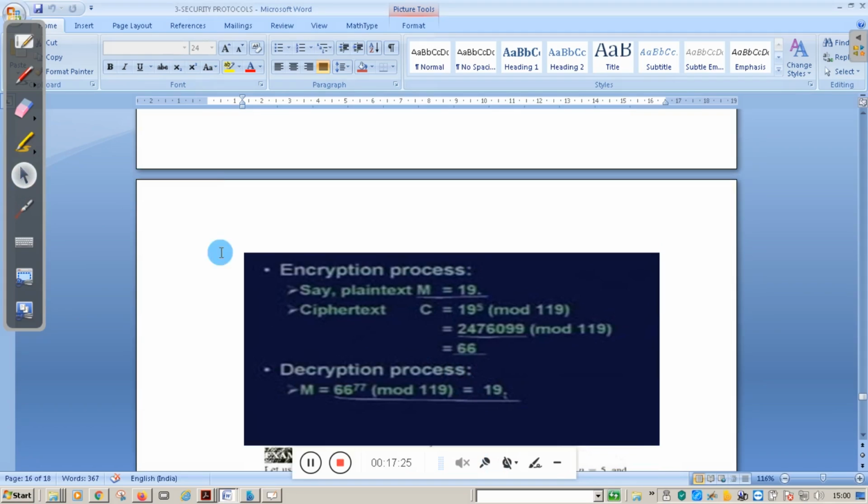Here you can see the plain text M is raised to the power 5 mod 119, and when you solve this you get ciphertext equal to 66. Then the decryption process is 66 raised to the power 77. This yields a very large number, so it needs to be solved by a particular technique. 66 raised to the power 77 mod 119 gives the answer 19. That is, we got our plain text back.